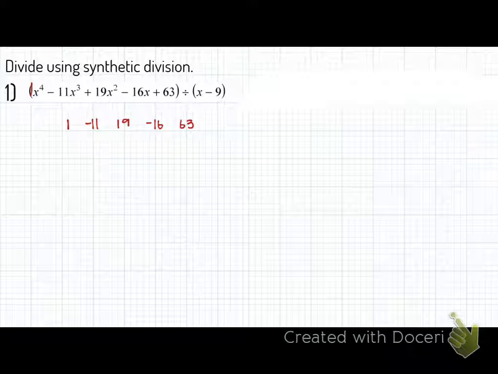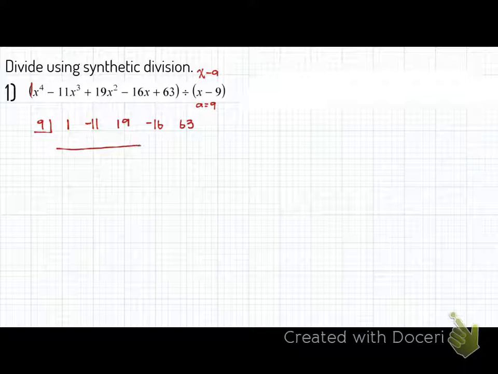Yes? Okay. Then I need to know what a is in x minus a, the divisor. In this case, we have x minus 9. So we need to know what a is. A is just the number after the minus sign. What's the number after the minus sign? 9. Okay, so a is equal to 9. I'm going to put a 9 right here, and then I'm going to draw a line. I know you've never seen this before, so this is the way we do this more quickly, okay?